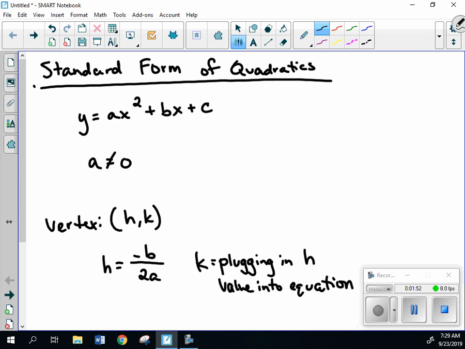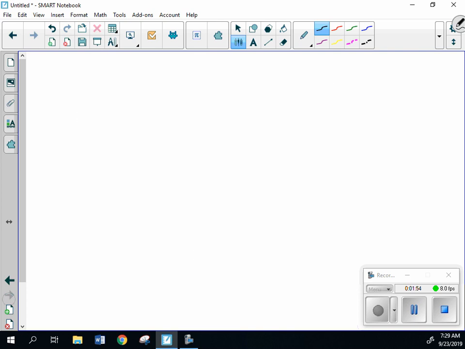So for instance, let's say that I have y equals x squared minus 8x plus 5. Okay, our goal is to figure out what is the vertex. Where is the vertex located?